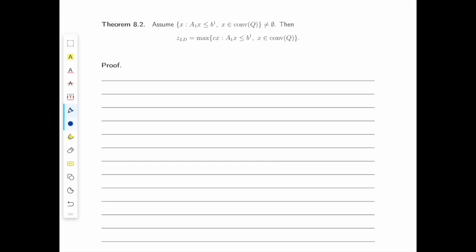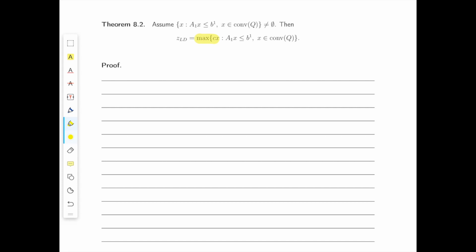How can we prove this theorem? So let's look at the statement for a second. So we want to show that the Lagrangian dual is equal to this linear programming problem in maximization form. As the name suggests, we're going to use duality to prove this theorem. Now, the dual of a maximization problem is a minimization problem, of course. So if ZLD was a minimization problem, we would be somewhat happy because then we could take the dual and hope that it's actually this maximization problem in the statement.